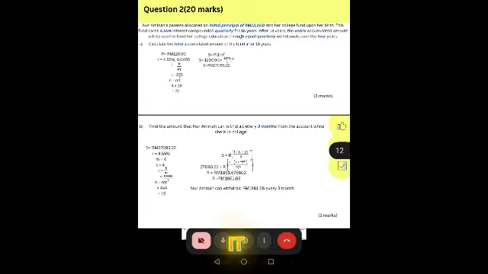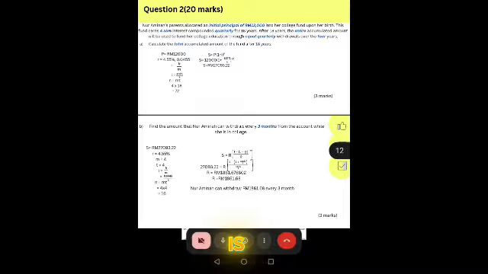For B, it wants us to find the amount that Nur Aminah can withdraw every 3 months from the account while she's in college. Now for this one, we need to use the answer that we get from A, which is 27,093 ringgit and 22 cents. For the R, we use 4.55%, and for the M, 4, and then the years is 4.